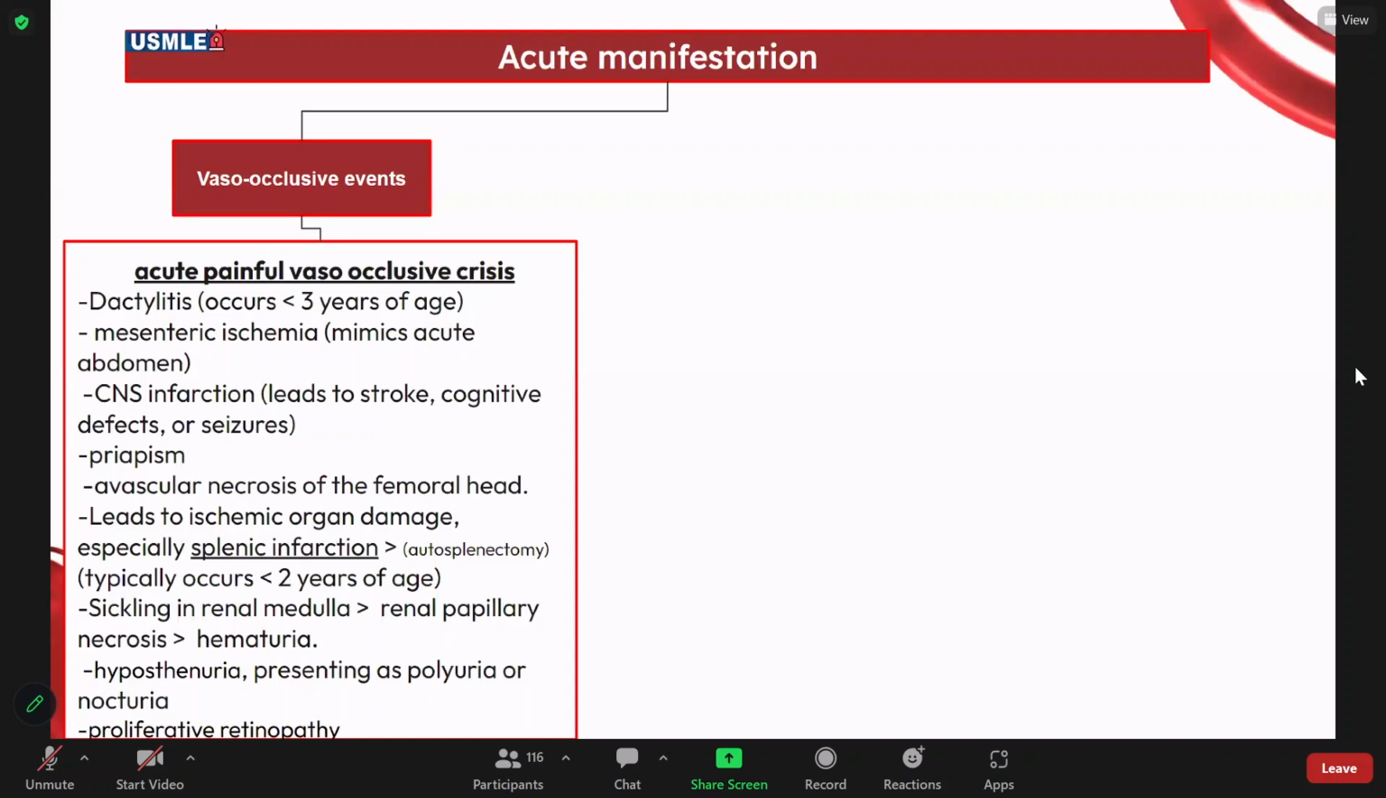Next, if the sickling occurs in the renal medulla, it leads to renal papillary necrosis, and the patient may present with hematuria and hyposthenuria, which is the decreased ability to concentrate urine, also presenting with polyuria or nocturia. If it affects the eye, it will lead to proliferative retinopathy.